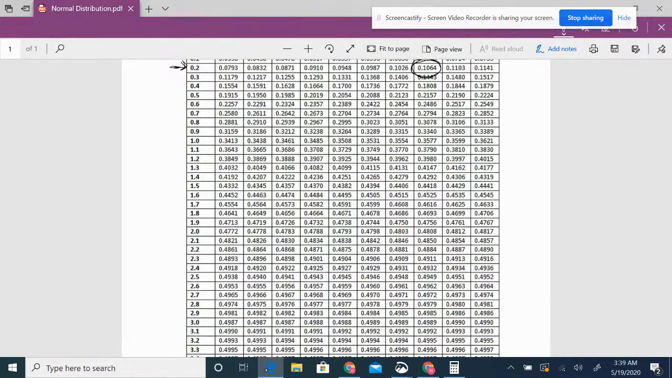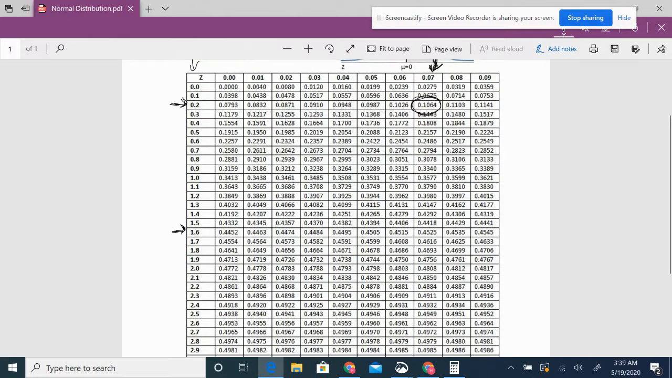1.6 is right here, and then the 2 is right here. So 1.62 happens to be that. 1.62 is the number 0.4474. So we got to remember that.